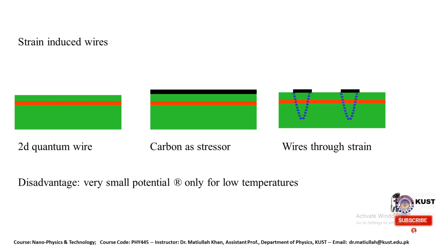We have some strain induced nanowires that were initially discussed, in which strain is used to create the nanowires. Again, initially in this process the 2D quantum wells are used, and carbon is used as the strain creator, or maybe a stress is applied on it which creates the strain through it, and as a result of this stress, wires are produced through these strains. The nanowires created in this process have some disadvantages, and some are mentioned here, that they have very small potential and are only for low temperatures.